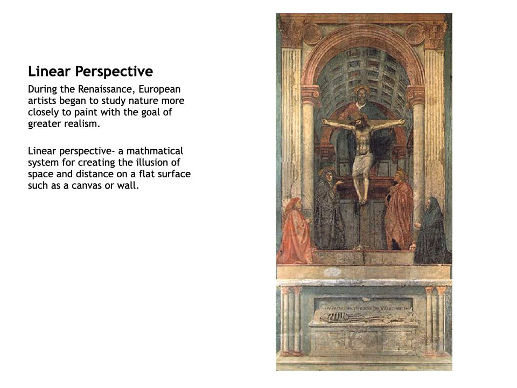So the next thing artists discovered is something called linear perspective. Linear perspective is a mathematical system for creating an illusion of space on a flat two-dimensional surface. It began very suddenly. This is one of the first pieces that was noted to have linear perspective involved.